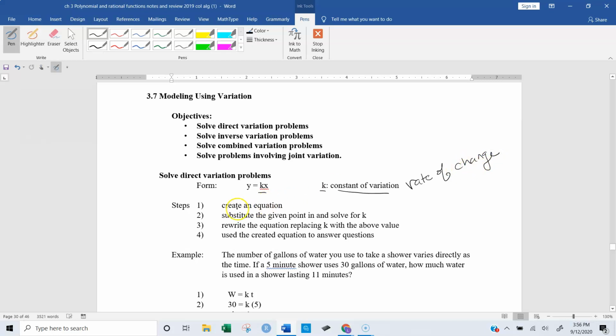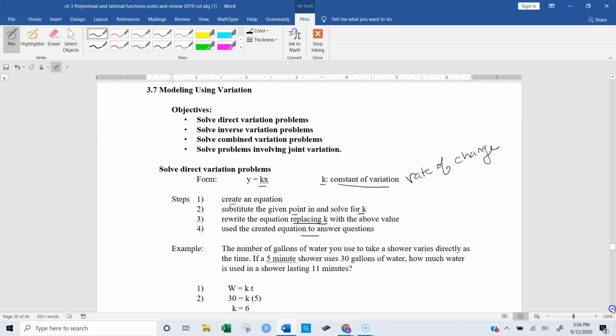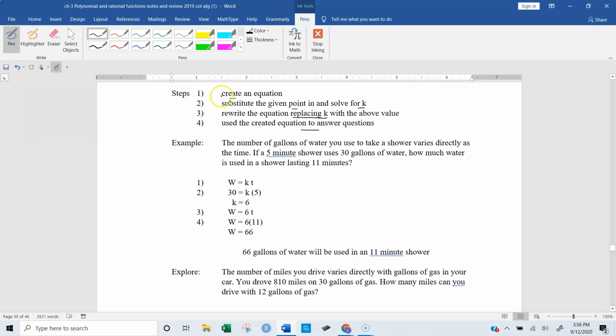So first we're going to create the equation. We're going to substitute in a point and we're going to solve for k. And then we're going to replace k in the original, rewrite the equation, and then use that equation to solve answers. So first we got to make this thing, and we can't do it without reading carefully.